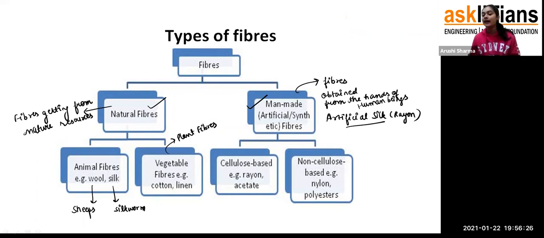Now talking about man-made fibers, which are made by human beings only. Some are cellulose based, and some are non-cellulose based. For example, cellulose based means, students, this, oh, just a second.